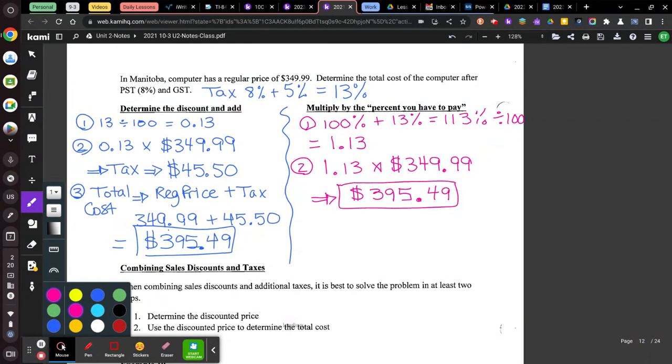This will not tell you the tax separate. The one on the left tells you the tax amount separate. This one won't. In order to find the tax separate, you would take these two numbers and subtract them, and that would give you your tax amount. Okay, that's how you would do it. All right.